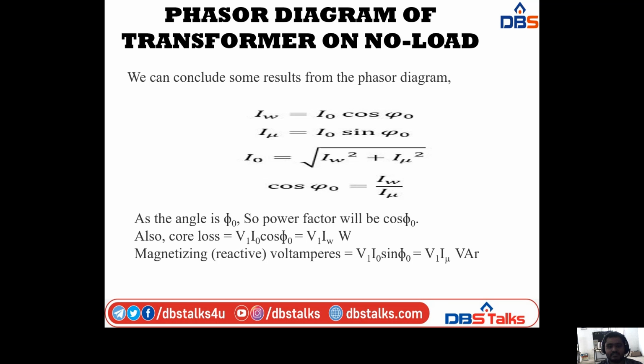Also, core loss is equal to V1 I naught cos phi naught, and you know already I naught cos phi naught is IW. Substituting here, the core loss is equal to V1 into IW. Magnetizing volt amperes is equal to V1 I naught sin phi naught, and you know already I mu is equal to I naught sin phi naught. So magnetizing or reactive volt amperes is equal to V1 I mu, in VAR, volt ampere reactive. This is the explanation for the phasor diagram of the transformer on no load.